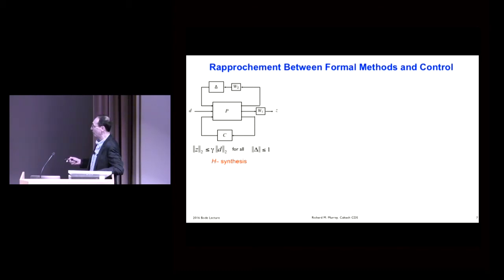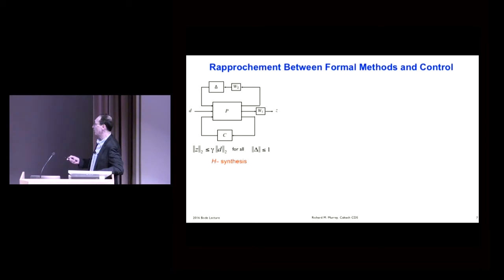So think about this as the energy of the output should be bounded by the energy of the input, and this gamma tells you how much should I attenuate, right? So if gamma's 0.1, I want disturbances of some size to get attenuated by a factor of 10. If it's 0.01, by a factor of 100, et cetera. And that would be the performance specification for the nominal system.